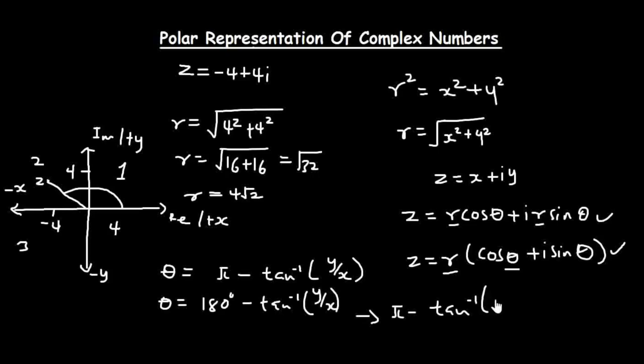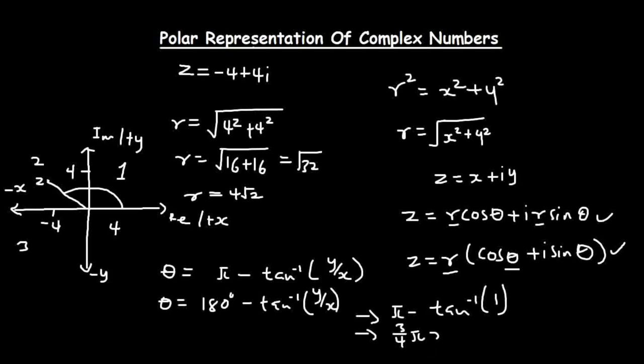That's 4 divided by 4, which is 1. So we have the argument equal to pi minus the tan inverse of 1. That gives me the argument equal to 3 over 4 pi.